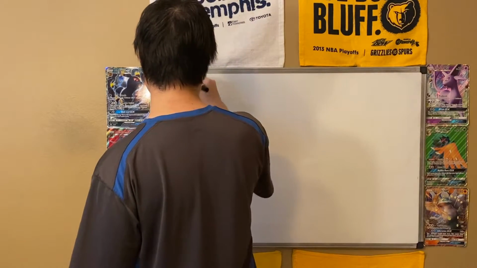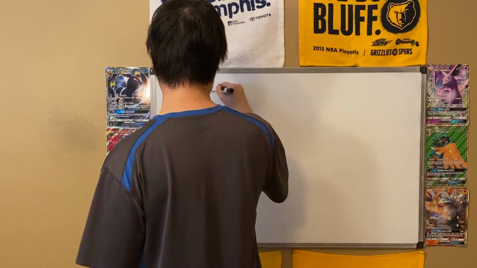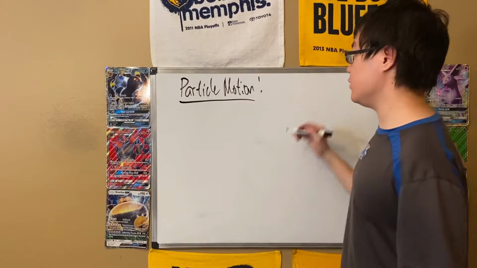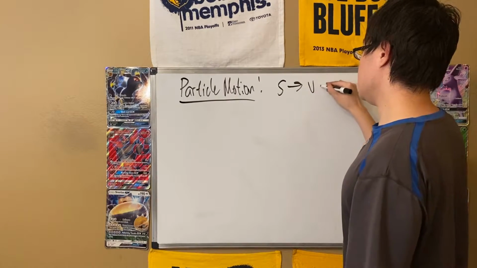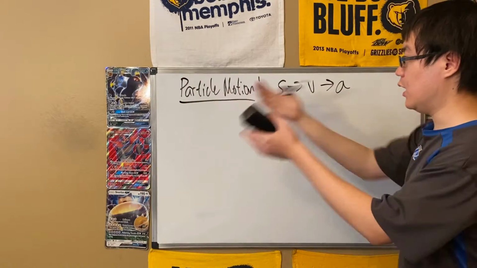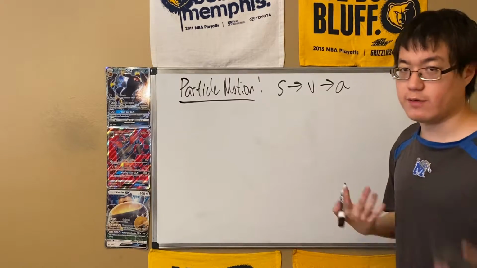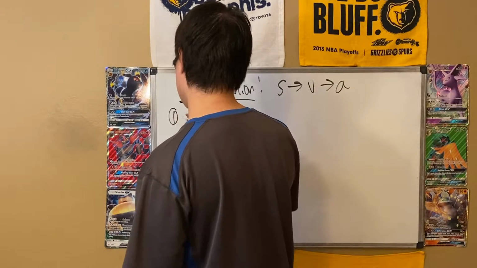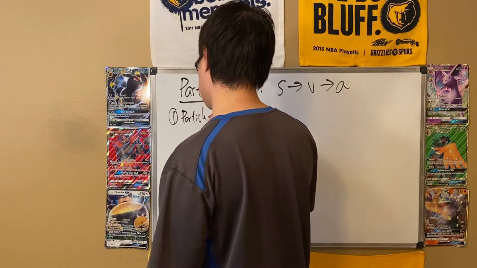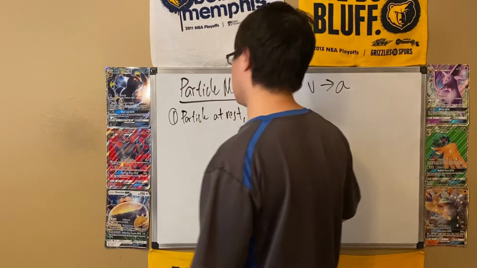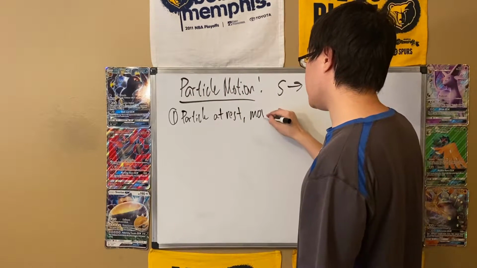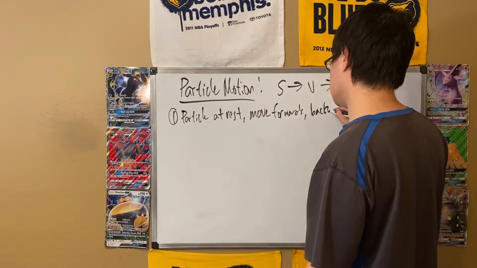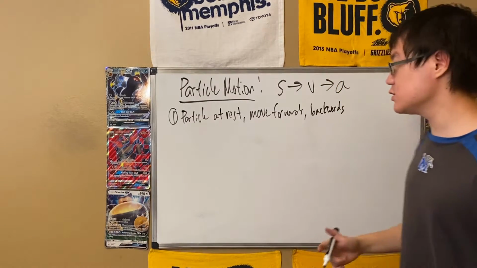In particle motion, the big thing is position, velocity, and acceleration. Again, to go from one to the other, you take derivatives. What questions are we going to be talking about in this video? First, particle at rest. When is the particle at rest? When does the particle move forward or backwards, and when does it change direction? These are movement questions of the particle.